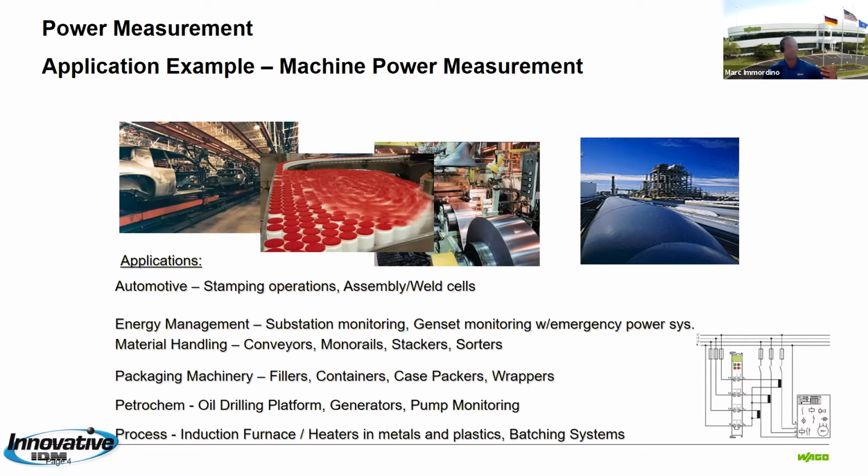So, different things like automotive with stamping operations, assembly and weld cells, energy management, substations monitoring, genset monitoring, material handling for conveyors, stackers, sorters, packaging machine fillers, case packers, wrappers, petroleum industry, of course, oil drilling platforms, generators, pump monitoring, and then of course various process controls for induction furnaces and heaters, for metals and plastics and batching systems.